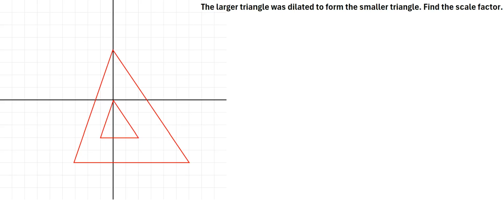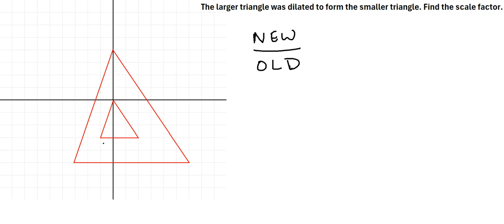All right, let's try another one. This one says the larger triangle was dilated to form the smaller triangle. Find the scale factor. So once again, we're going to use the formula, the new figure divided by the old figure. So in this case, the new figure is going to be the small triangle because we said the larger triangle was dilated. So we're just considering this larger triangle to be our old figure, and we dilated it to form a new figure, the smaller triangle.